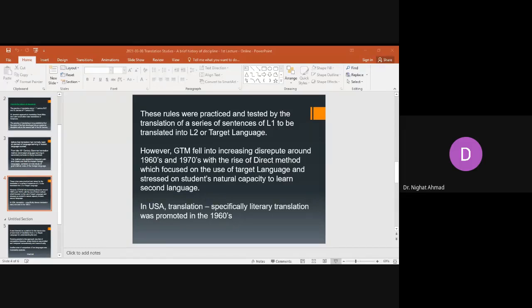Then you could refer to the second handout, which I gave to you in the class. This is by Susan Bassnett. What I'm reading from now is the second handout, and I think it's page number 2 in your handout. So the trend, especially during this century, was corpus-based translation.